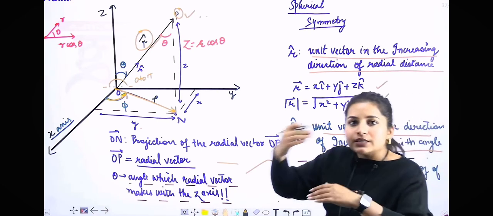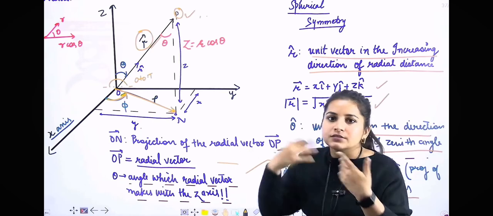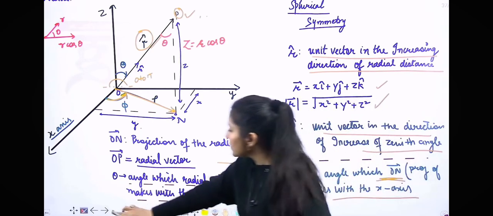Is it clear to everyone what is r, what is theta and what is phi and what are their ranges? Up to here, is everything clear to everyone?